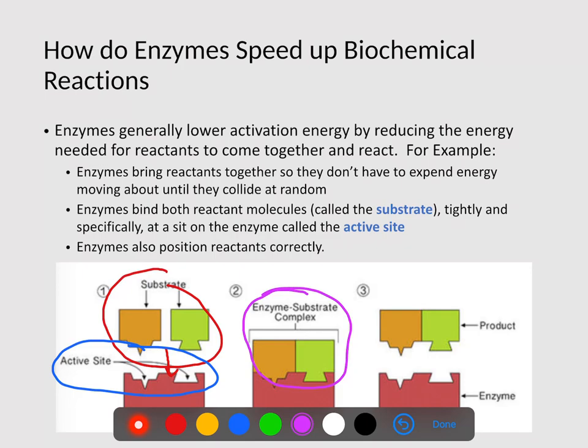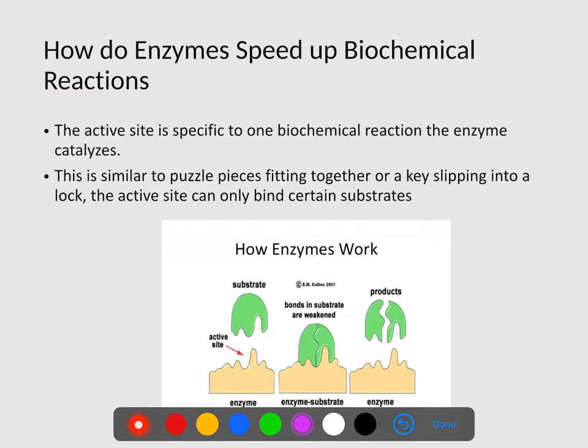Enzymes also position reactants correctly. In other words, it puts them in the perfect place for those bonds to occur. Now, the active site is specific to one biochemical reaction. In other words, one enzyme can perform one reaction. So this is similar to puzzle pieces fitting together or a key slipping into a lock. The active site can only bind certain substances.